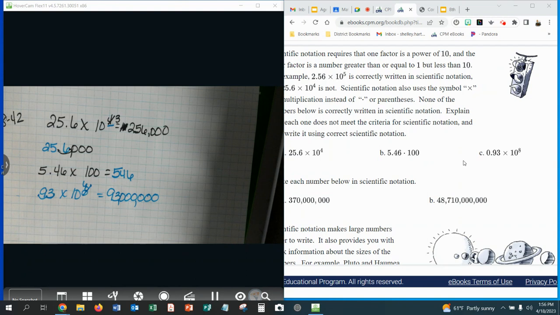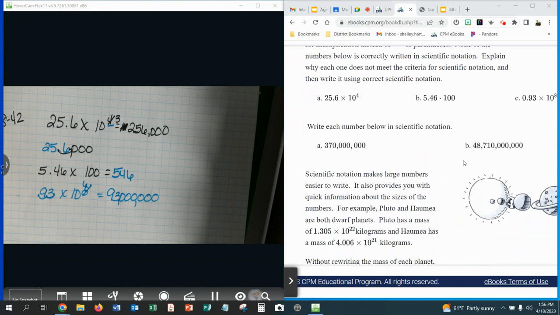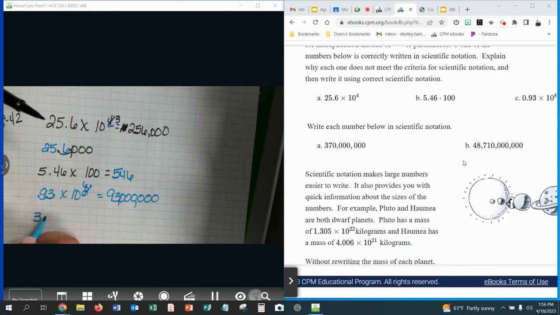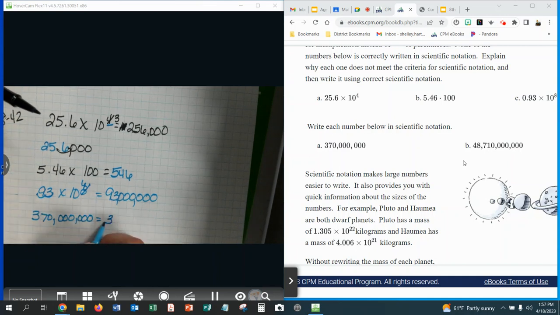Can you do it the opposite way? You've got 370 million. You want to make it in scientific notation. So I'm going to put the decimal between the 3 and the 7, and then I'm going to count. 1, 2, 3, 4, 5, 6, 7, 8. Does that make sense? Okay. It feels borderline.